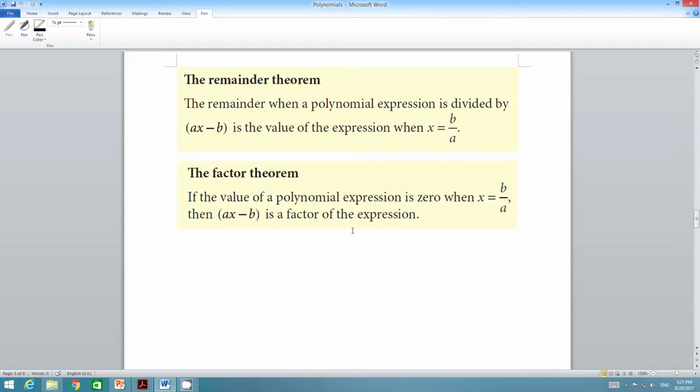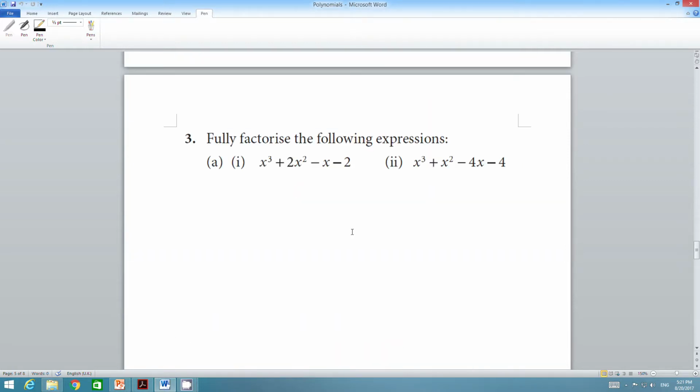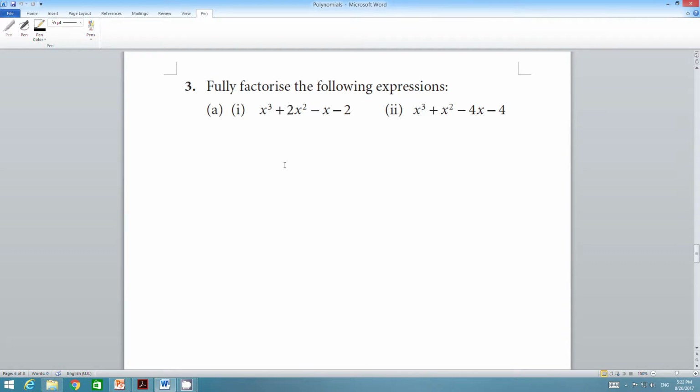So in order to see what this means, let's take a look at the following. They tell us to fully factorize the following expression. If I want to factorize this, I do not have a factor. I don't know where to start to factor this cubic. So I want to say, sure, let's use the factor theorem. There could be any type of factor here.